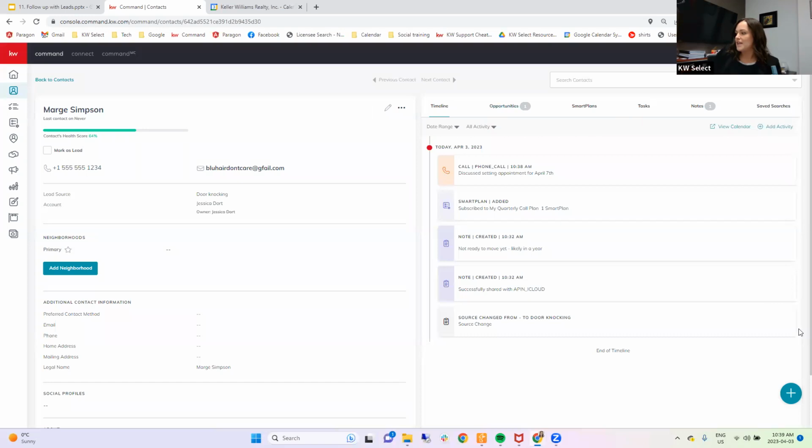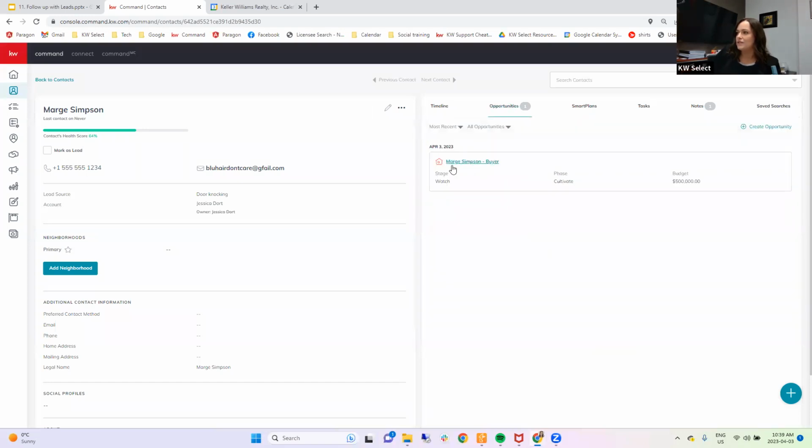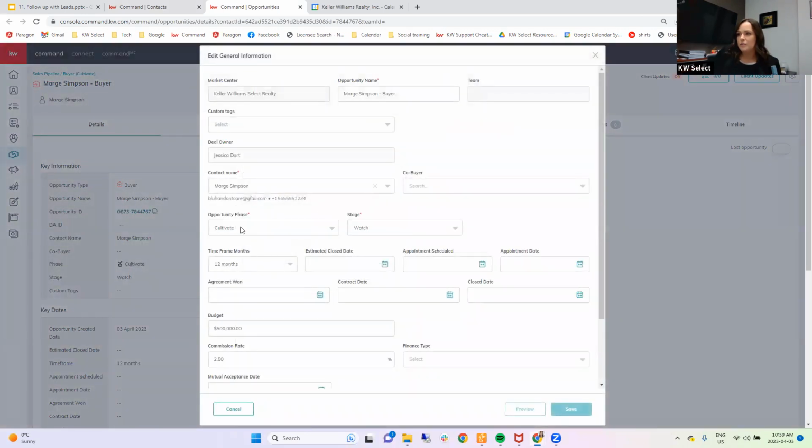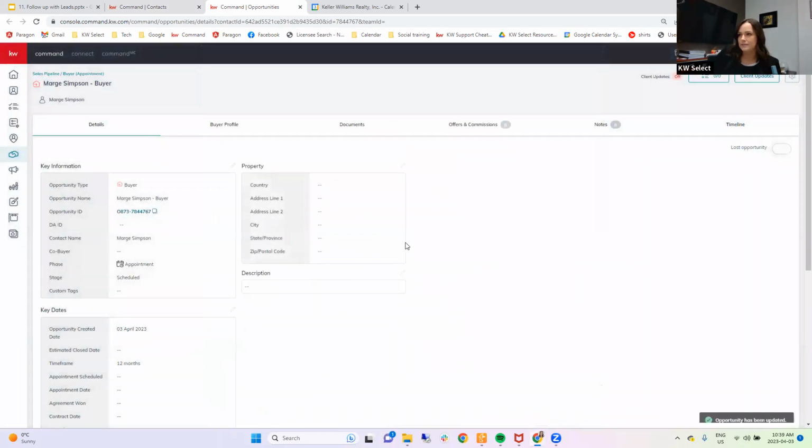Okay, so we've set the appointment, and now I can go into my opportunity, which is currently in Cultivate, and I can move it to the appointment phase. I can do that just by opening the opportunity and editing it, or you can do it directly from your pipeline, of course, by dragging it to the next stage. So I can do it here. Move the phase to appointment. And so now we're in the appointment phase.